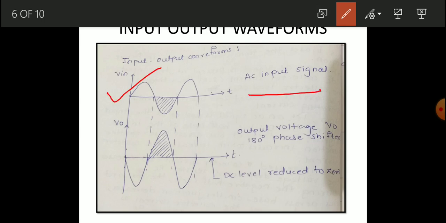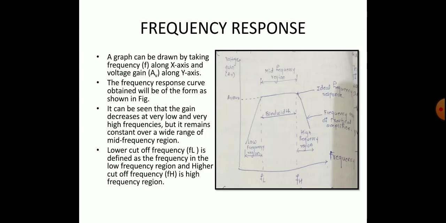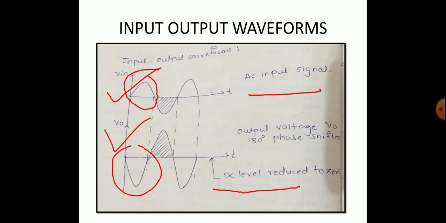This is your input. This is your output. What we see is your AC is exactly out of phase, in opposite phase, that is 180-degree phase shift is achieved in the output. Here we also see that DC level is reduced to 0. So what we get is entirely out of phase output and in the amplified form.